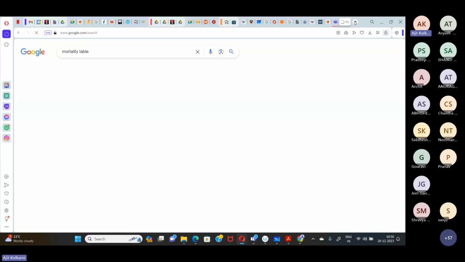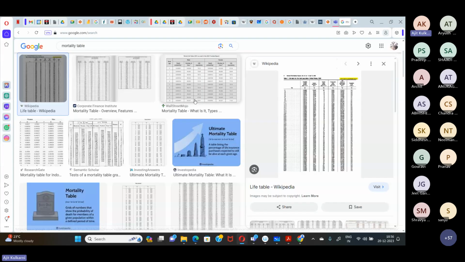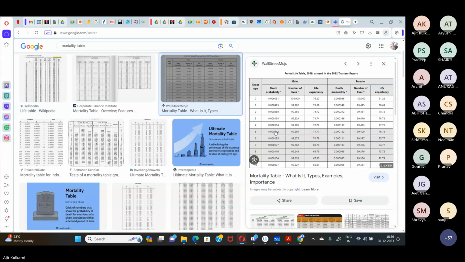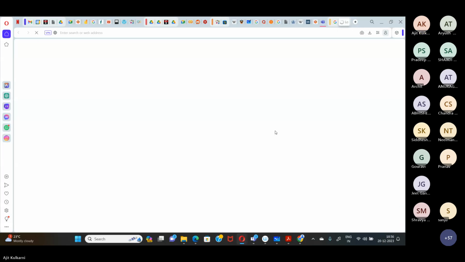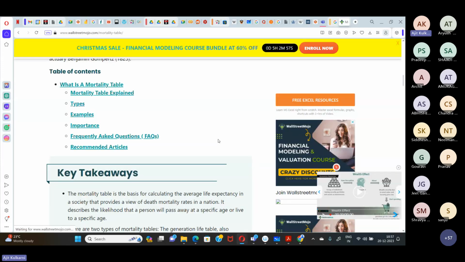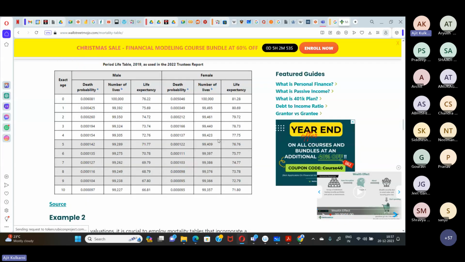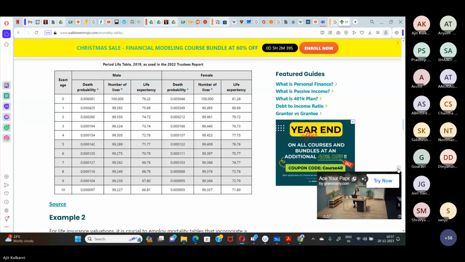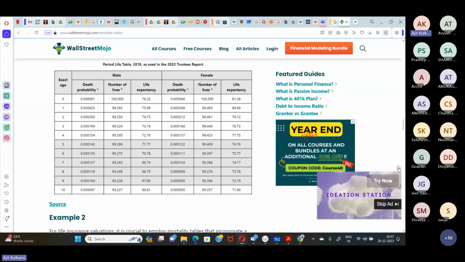Okay, so this is how a sample mortality table looks. Can everyone see this? Let us go to that table. Can everyone see this table? I hope everyone can see this table. Hello? Yes, sir. Yes, sir, it is visible.